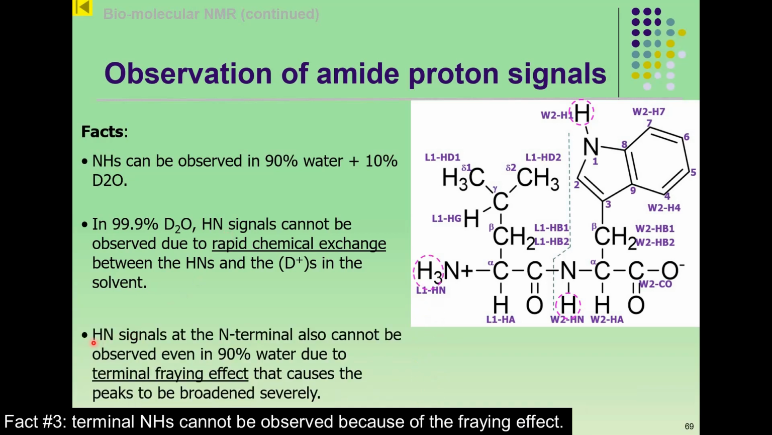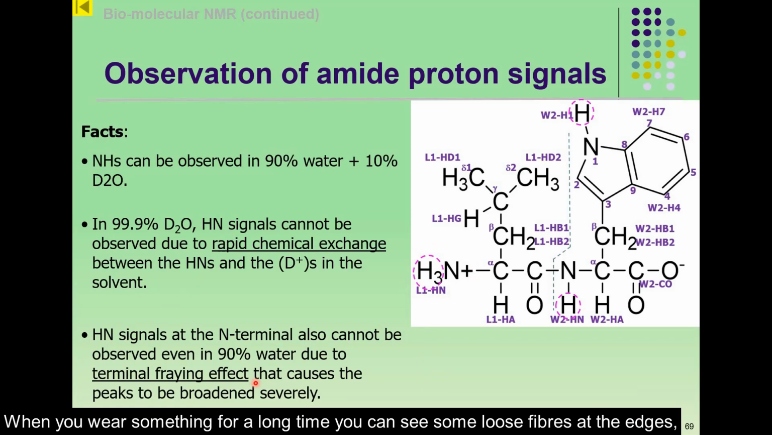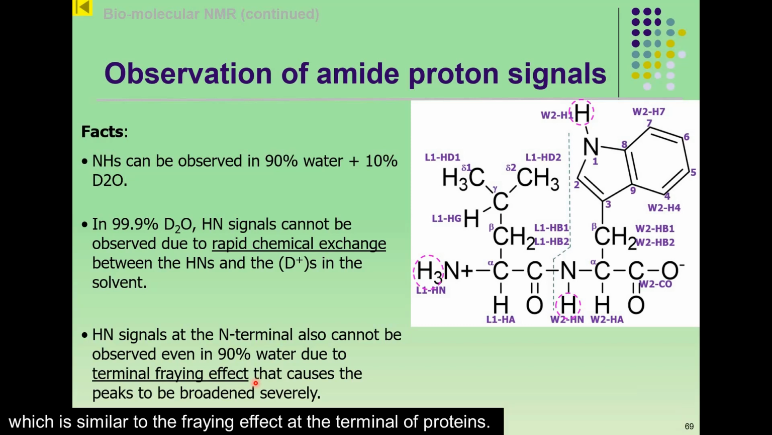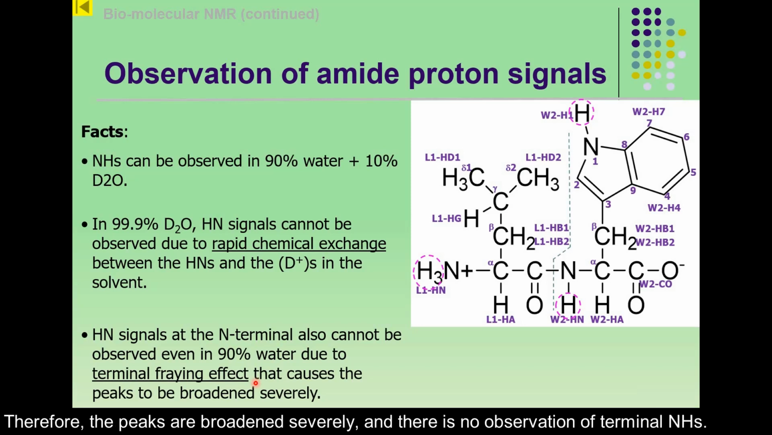Fact number 3: terminal NHs cannot be observed because of the fraying effect. What is the fraying effect? When you wear something for a long time, you can see some loose fibers at the edges, which is similar to the fraying effect at the terminal of proteins. It becomes very flexible, and hence the local magnetic field keeps changing. Therefore, the peaks are broadened severely, and there is no observation of terminal NHs.